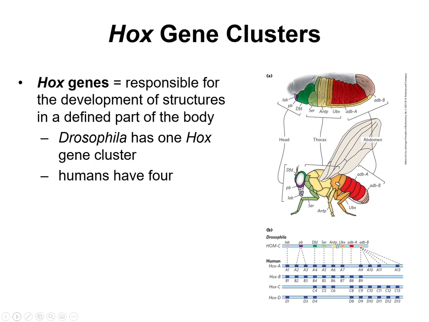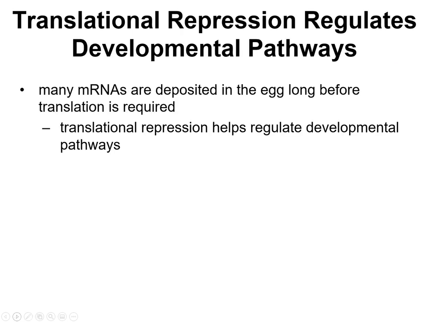Hox genes are responsible for development of structures in defined body parts. So Drosophila has one Hox gene cluster. Humans have 4. But the Hox genes help to develop all the different structures, like the wing and the abdomen and the thorax, for a fly. Translational repression regulates developmental pathways in a major way. Many mRNAs are just hanging out in the egg way before they're actually needed. So they have to be repressed until it's their turn. And if they're not repressed, then you can have major problems.